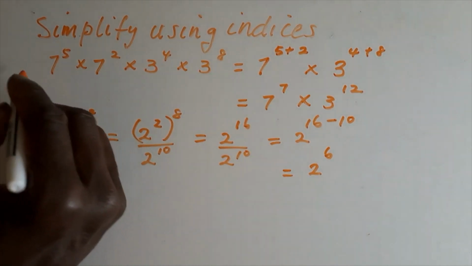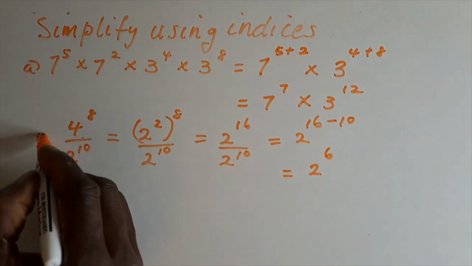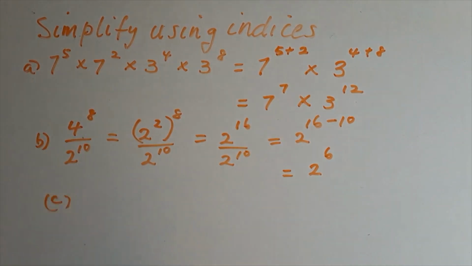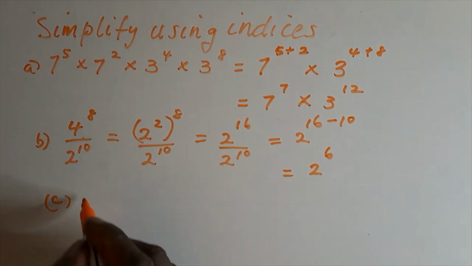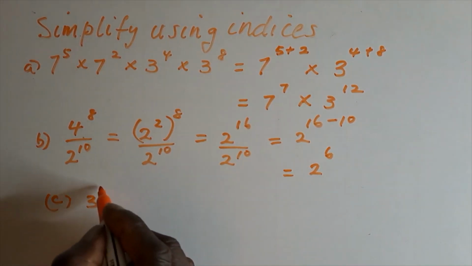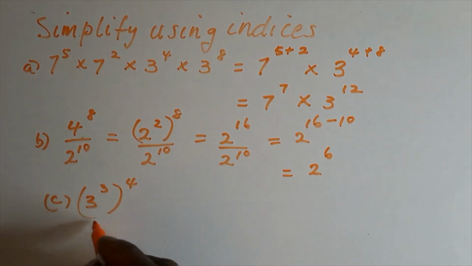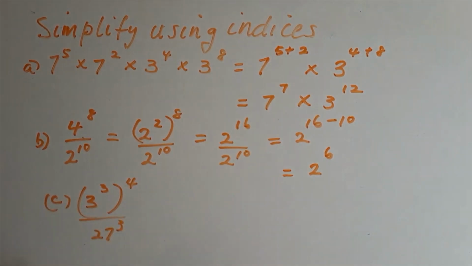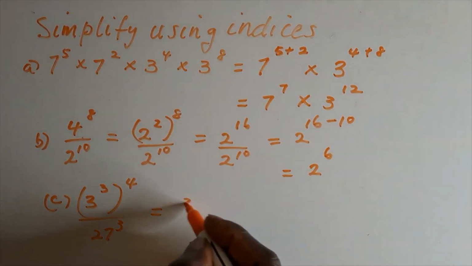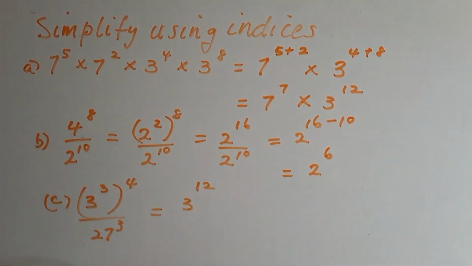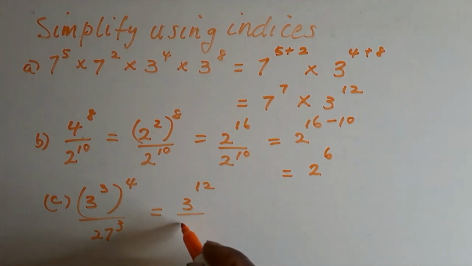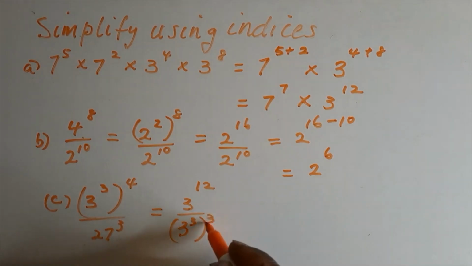Next, so this is A, B. C is, what we have is 3 cubed raised to the power of 4 over 27 raised to the power of 3. Here we clear the brackets. We have 3 raised to the power of 12. We can see 27, we can express this as powers of 3, so it's 3 raised to the power of 3, and then that's cubed.